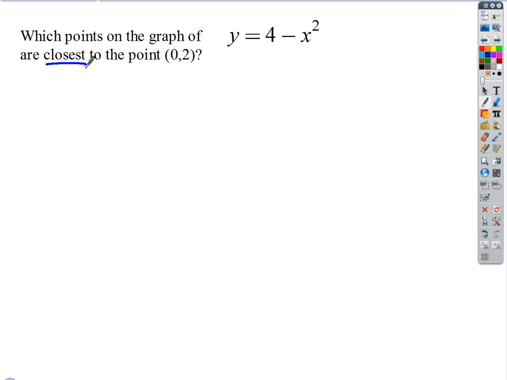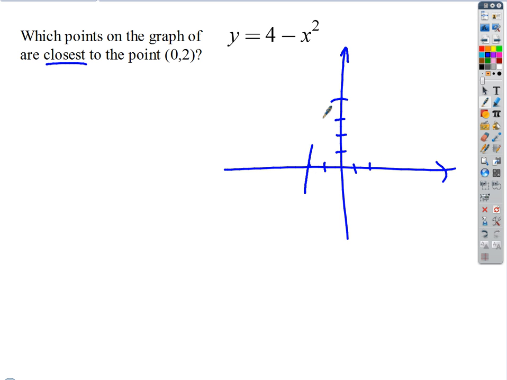Proximity. Okay, what's our word we usually use for that in math? We're thinking about the XY plane, and I could even make a sketch if I want to. This is just a downward opening parabola. It's just x squared reflected around the x-axis because I'm multiplying by -1, and then raised up by 4. So it just looks like that, right? And we want to find closest to the point 0, 2. So there's the point 0, 2.